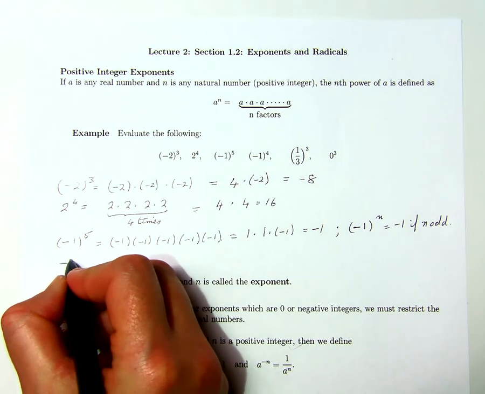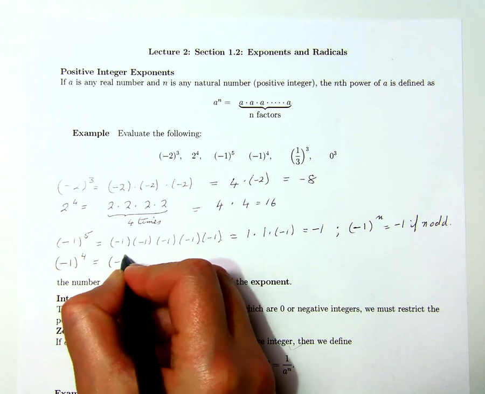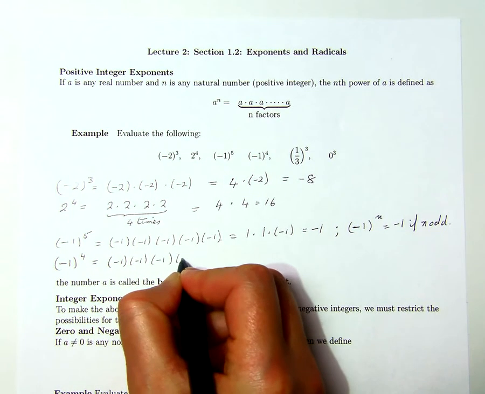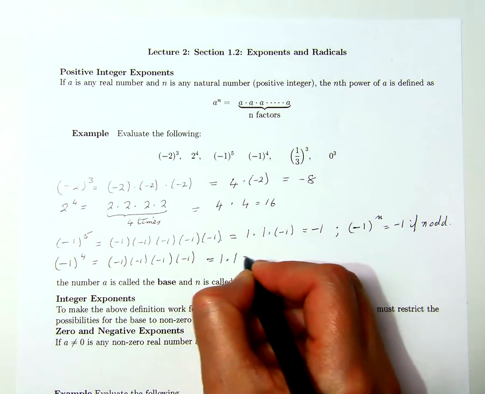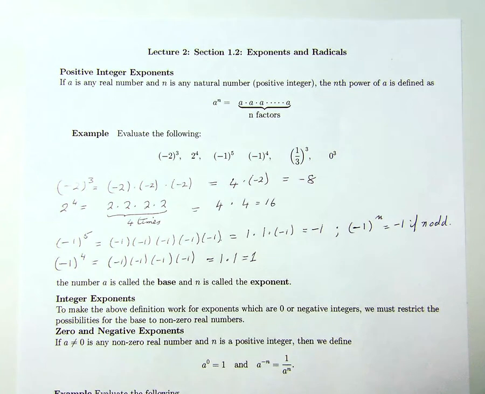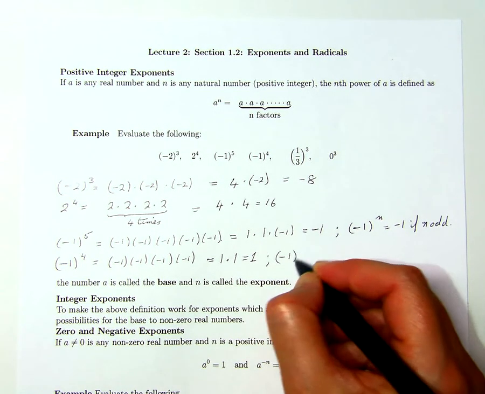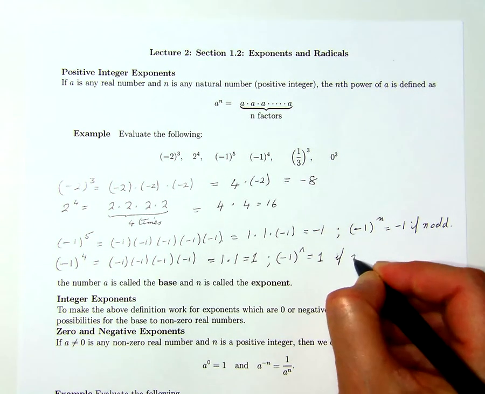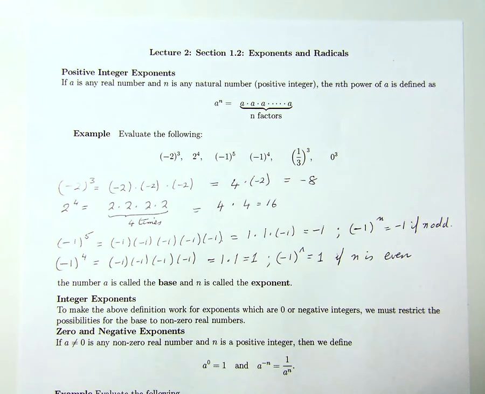Minus 1 to the 4, on the other hand, is minus 1 times minus 1 times minus 1 times minus 1, and this is 1 times 1, which is 1, and you can also figure out that minus 1 to the n is 1 if n is an even integer.